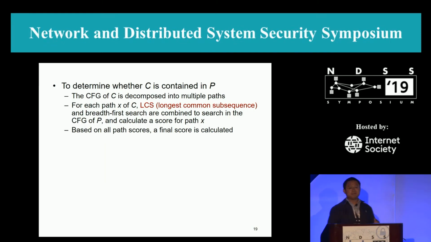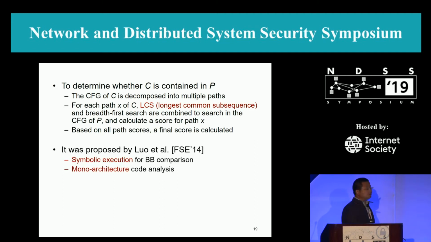To determine whether a piece of code is contained in a program, we decompose the control flow graph of the query code into multiple paths. For each path x, we use the longest common subsequence to find the path in p that is the closest to path x. Then based on all the path scores, we calculate our final similarity score. Well, this technique was not proposed by this work. We do not claim that contribution.